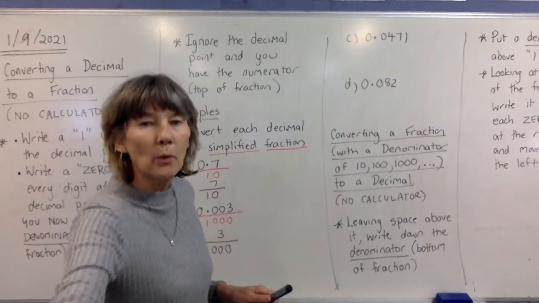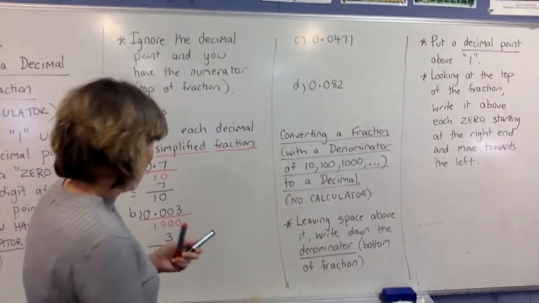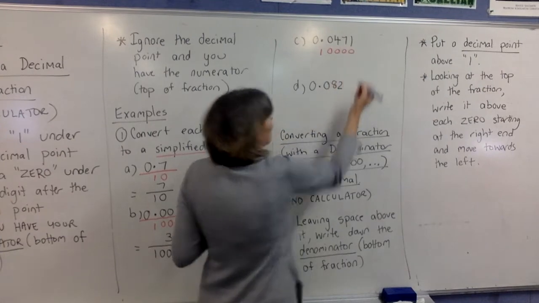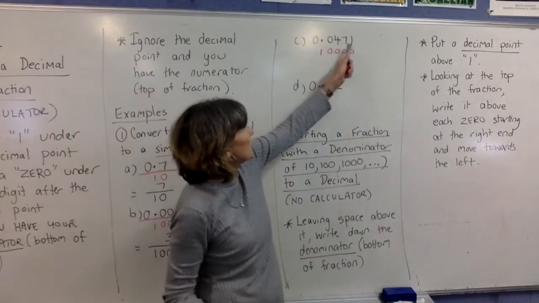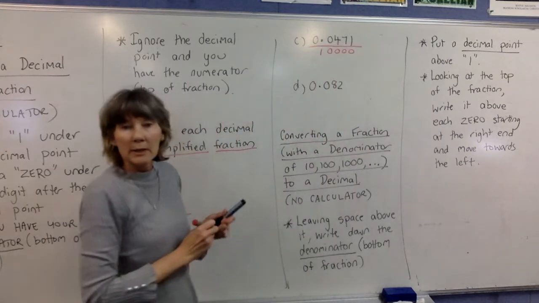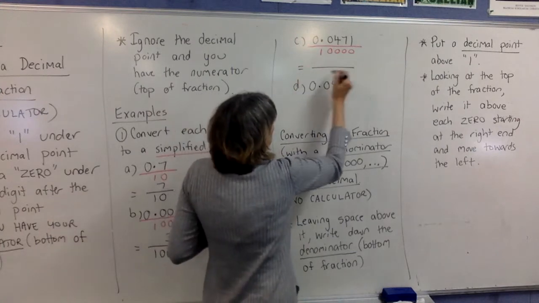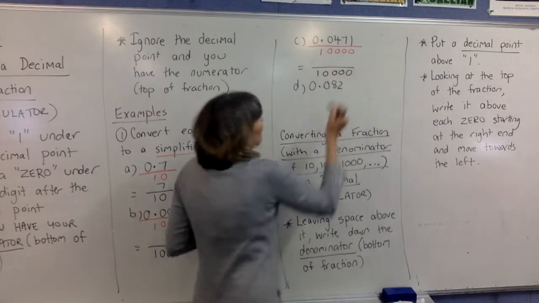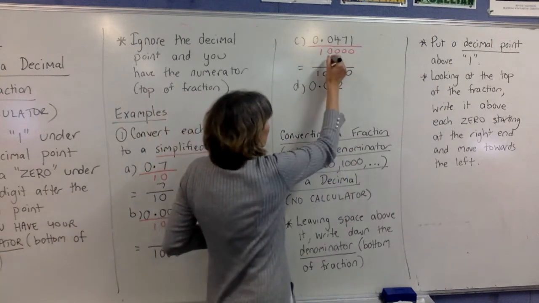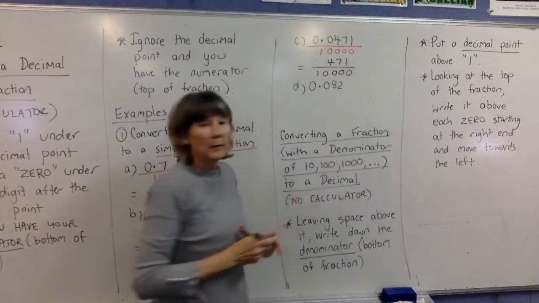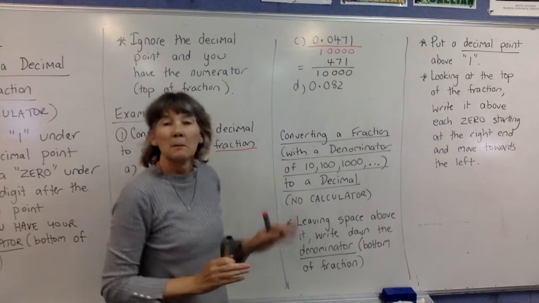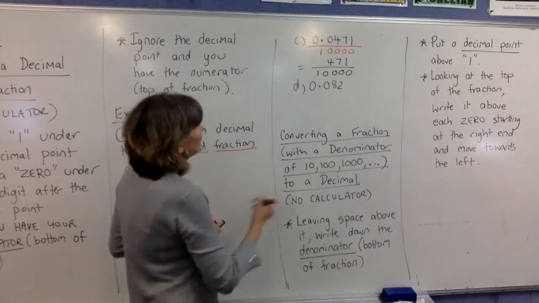So we've got 0.0471. So we're going to put a 1 underneath the decimal point, 0 under every digit after it. So we've got 4 digits after the decimal point, so we have 4 zeros. Draw your fraction bar in. So our denominator is 10,000. And on the top, if you ignore your decimal point, you have 00471, so you just have 471. Now again, that's not going to simplify, so I don't know why they've asked us to do a simplified fraction. Maybe the next one will simplify, we'll see.